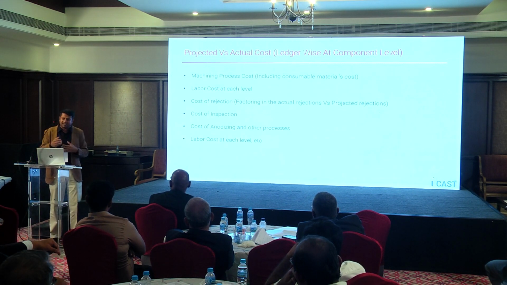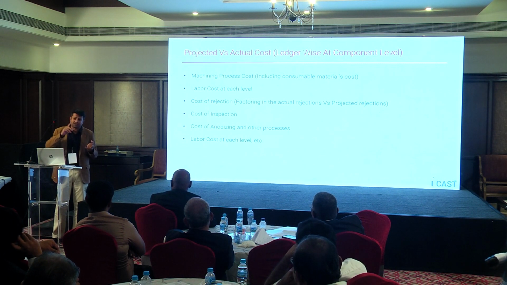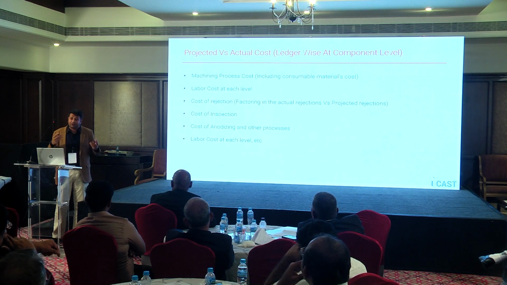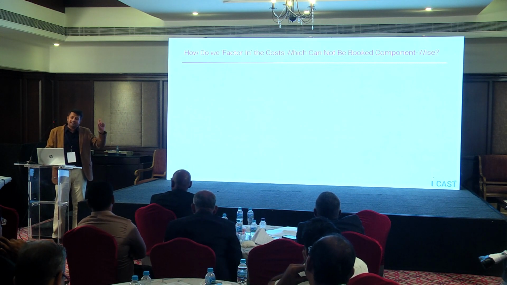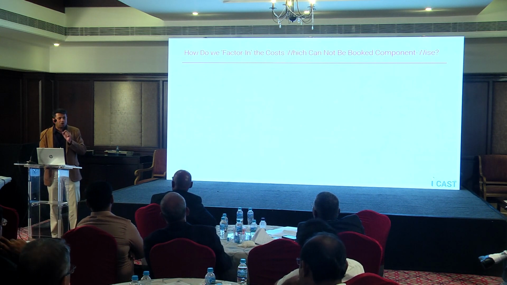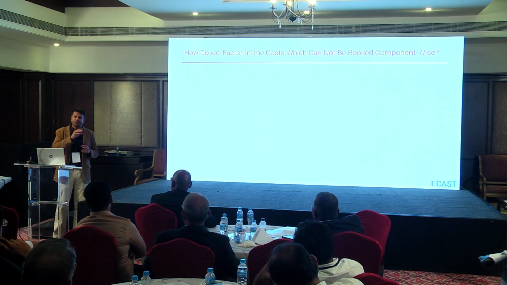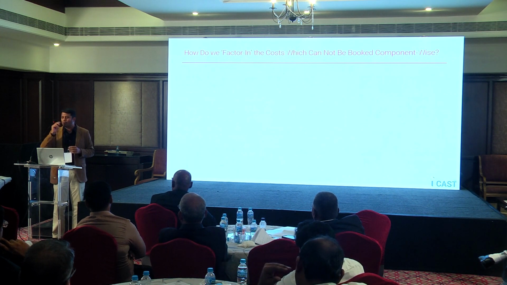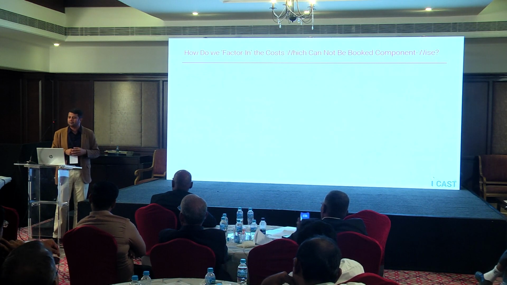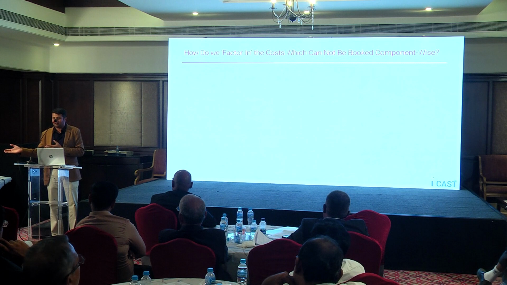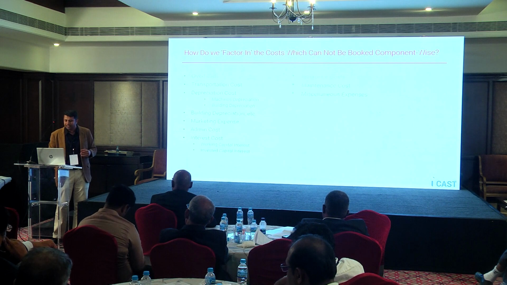There are again different ledgers, like machining process cost and labor cost at each level, that you can monitor. Cost of rejection you can monitor, cost of inspection you can monitor, cost of anodizing processes. So we can monitor the cost at each level, but how do we factor in the cost which cannot be directly mapped to a particular item? For example, if you are doing steel shot blasting, how many steel shots are being used to shot blast this particular item? We don't know that, and we are not going to monitor that, right? Otherwise, the cost of keeping the record would exceed the actual cost. So how do we do that?